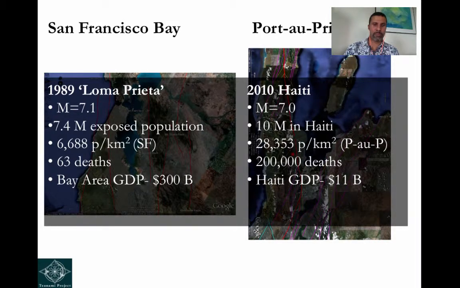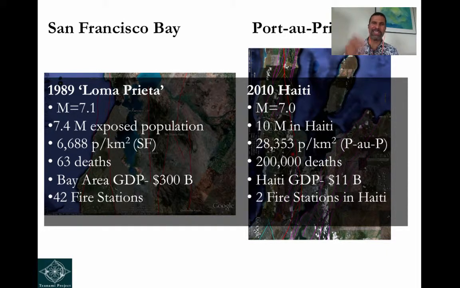The gross domestic product of the Bay Area itself is estimated in 1989 dollars to be about $300 billion, with a B dollars. And in Haiti, the entire GDP of Haiti was actually $11 billion in 2010 when this earthquake hit. I found that number higher than I expected because Haiti is a really impoverished country. However, that's the number that the World Bank offered at the time.